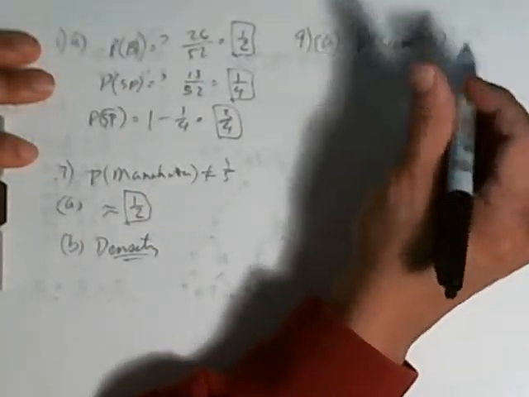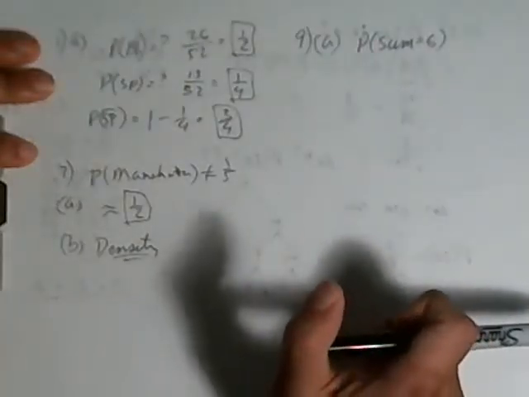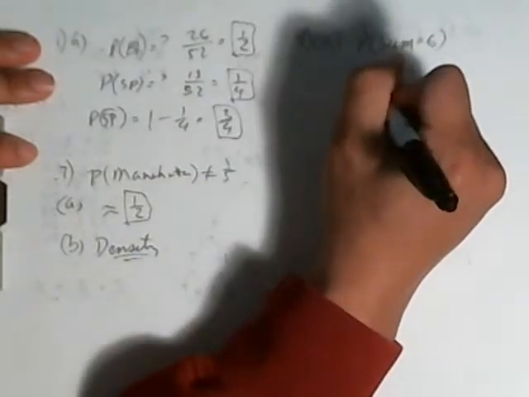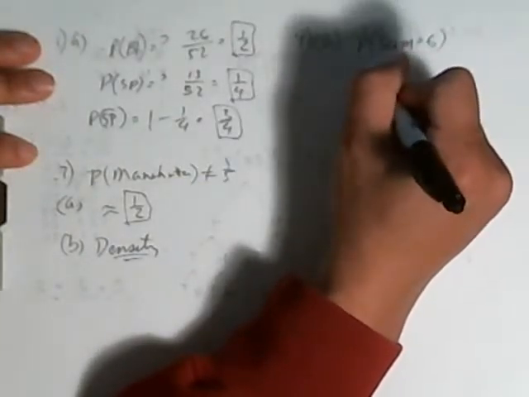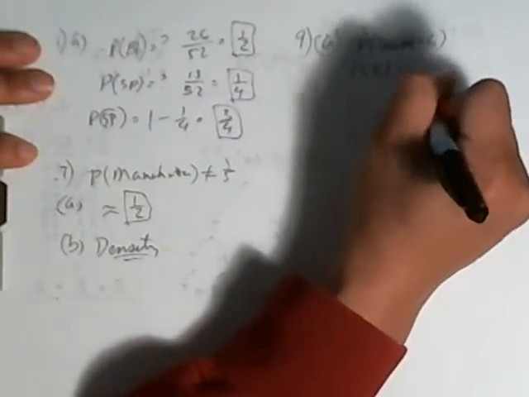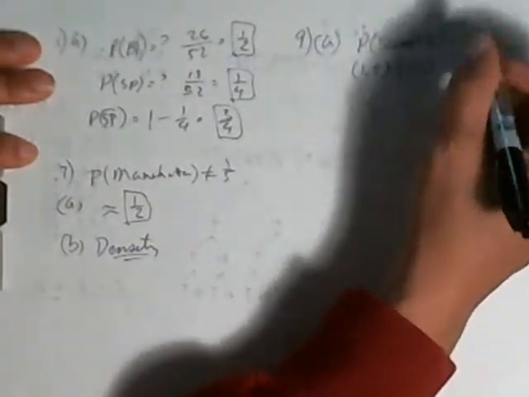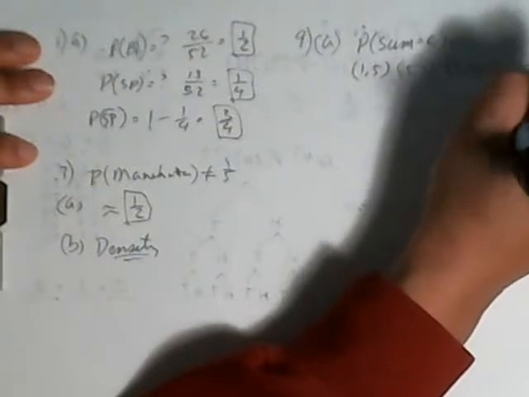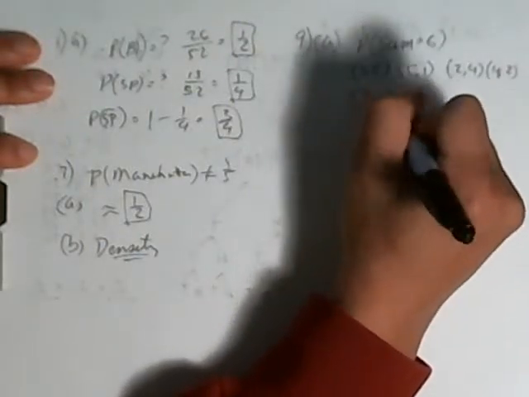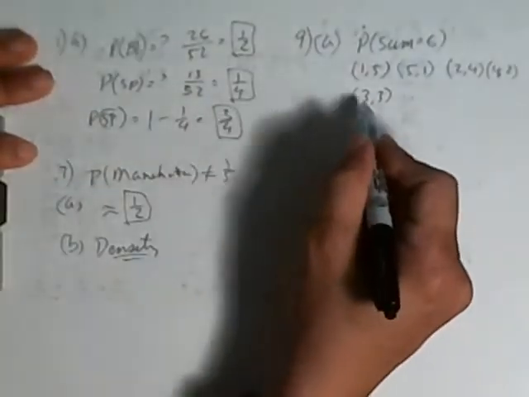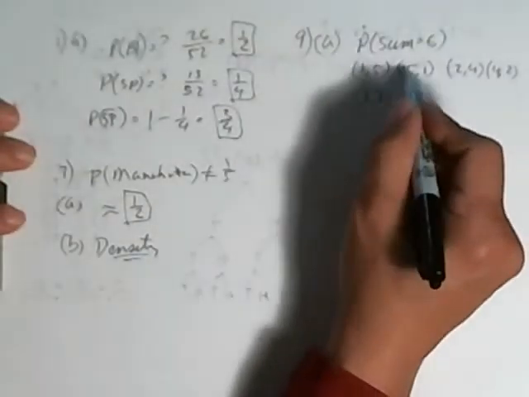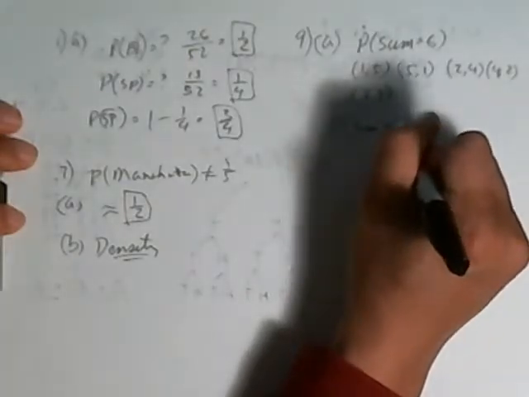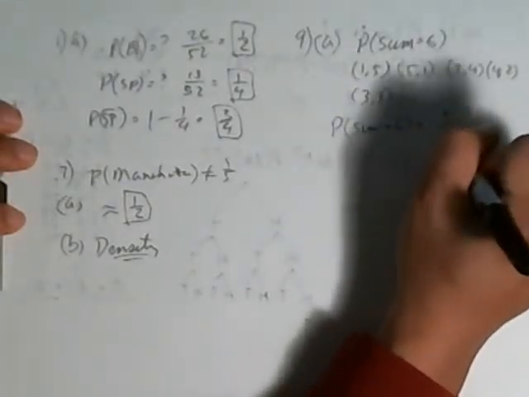You're probably not going to have the book to use when you're actually taking the test, so let's try to figure out what the sum of 6 will look like. The events that come out to a sum of 6 are 1, 5, 5, 1, 2, 4, 4, 2, and 3, 3. You can't have the other 3, 3. It's the same 3, 3. So it's 1, 2, 3, 4, 5. Probability of a sum equal to 6 is equal to 5 out of 36.